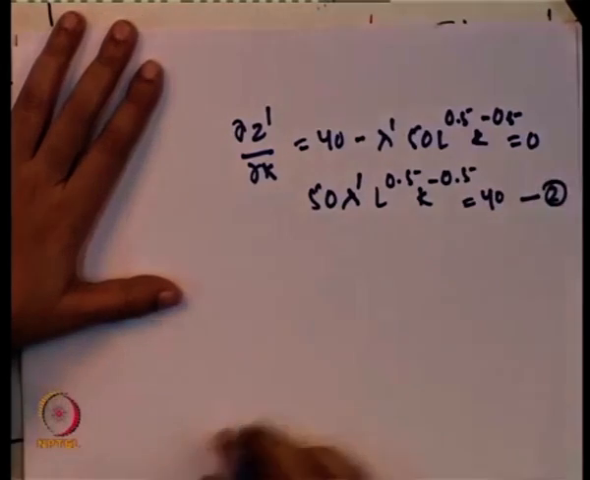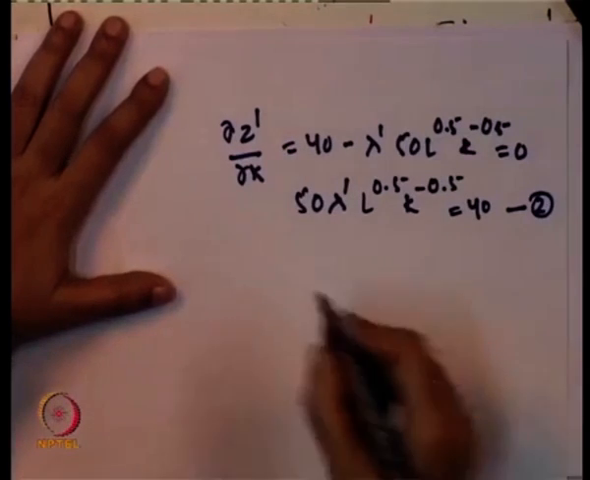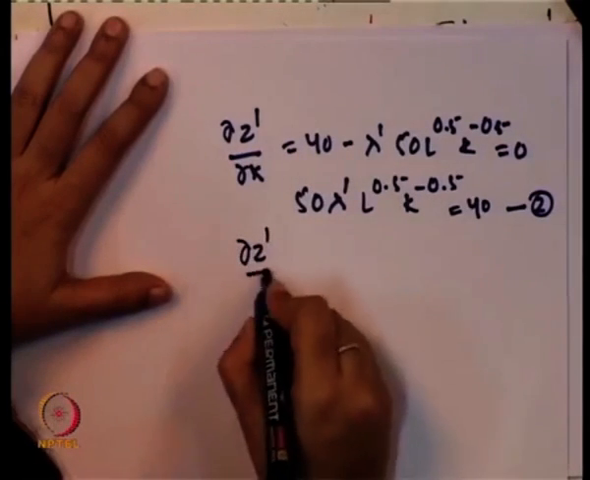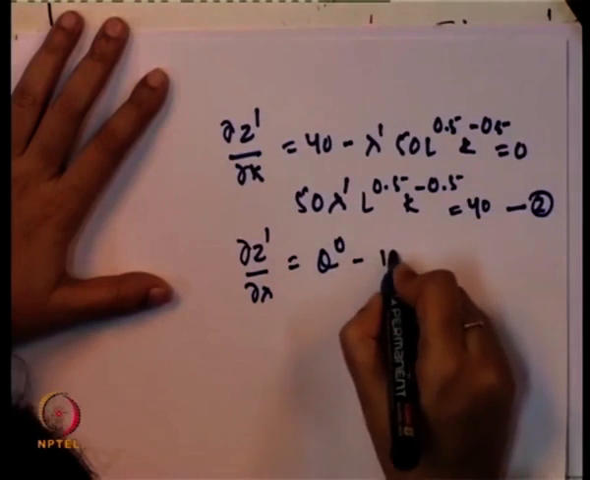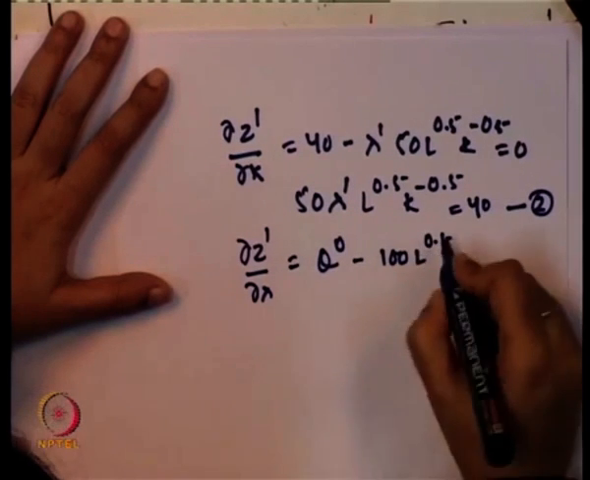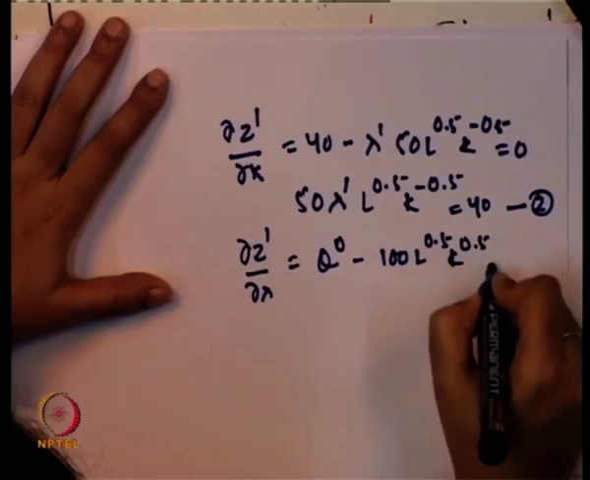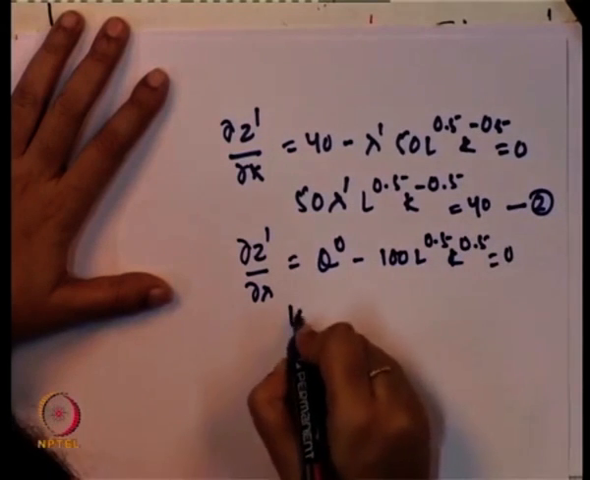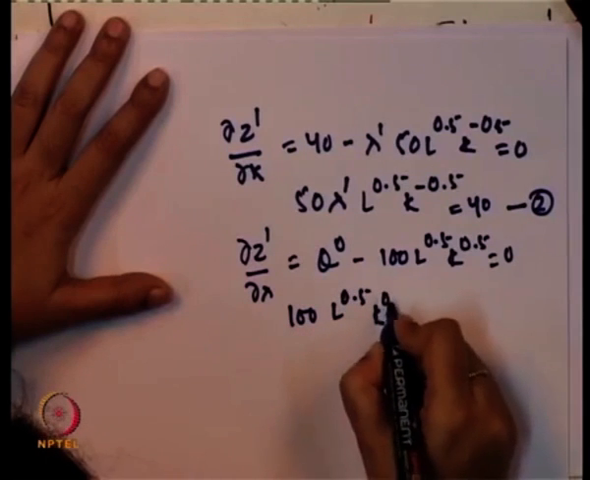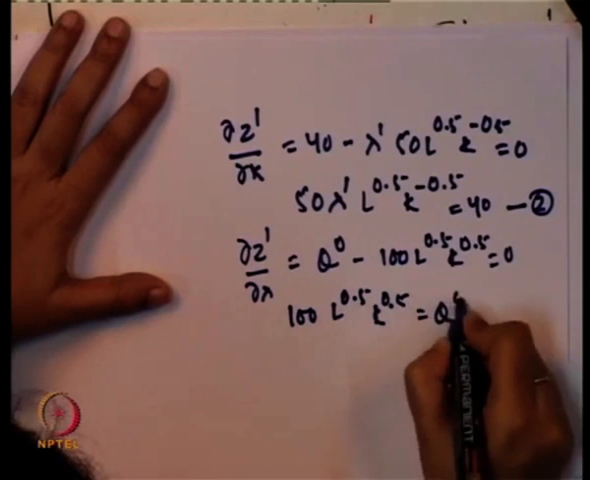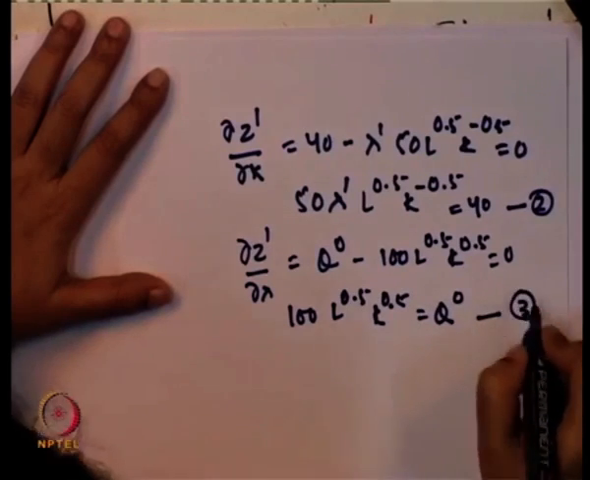Let us call it equation 2. Now to find the partial derivative with respect to lambda, that is q 0 minus 100 L^0.5 K^0.5, which is equal to 0. So, you can call it 100 L to the power 0.5 K to the power 0.5, which is equal to q 0, that is equation 3.